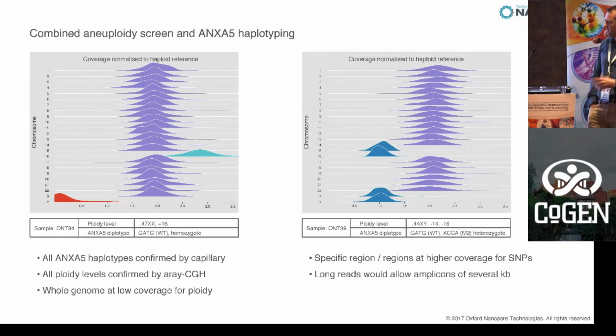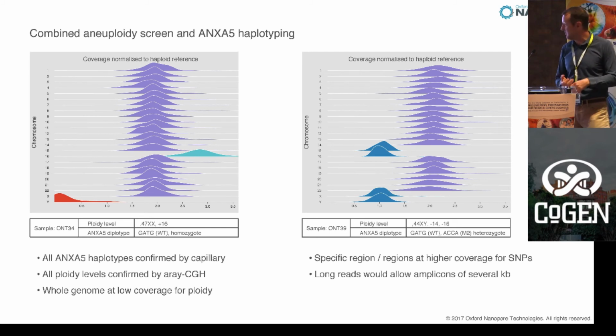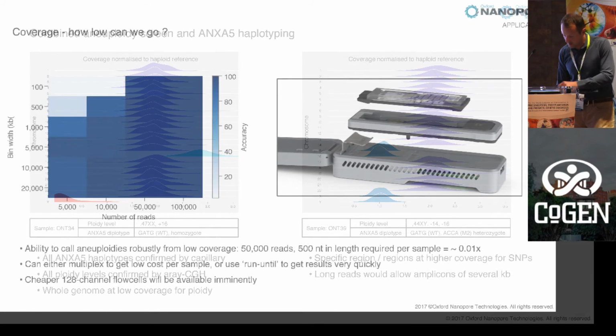I couldn't come up with a fancy way to display the ANXA5 haplotypes, so I've just put them in a fairly conventional table. But these are some real results where we did the combined assay on the samples. At the top we have the aneuploidy results. These were confirmed by array CGH, so we get complete concordance. On the left we have a female with trisomy 16. It turned out that this sample was homozygous for the wild type ANXA5 allele. On the right, we have a sample that has a single copy of chromosomes 15 and 16 and was heterozygous for the ANXA5. We did maybe 20 or 30 samples, I can't quite remember, but we got complete concordance in every case. So that was nice.